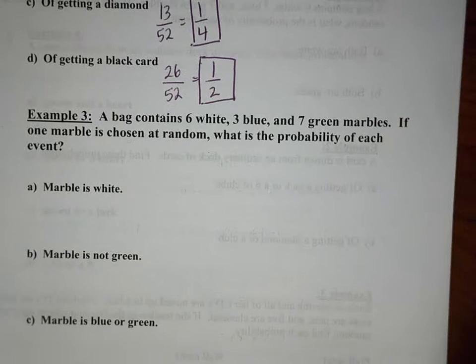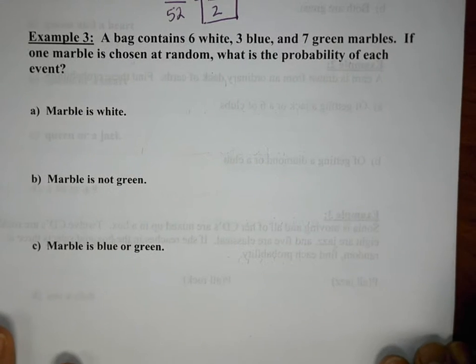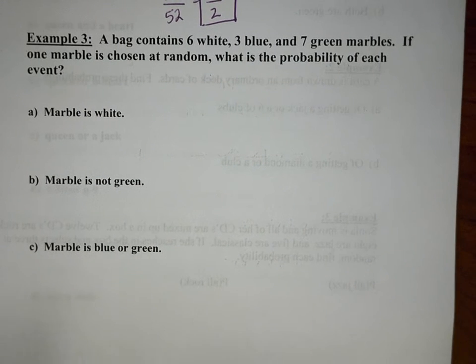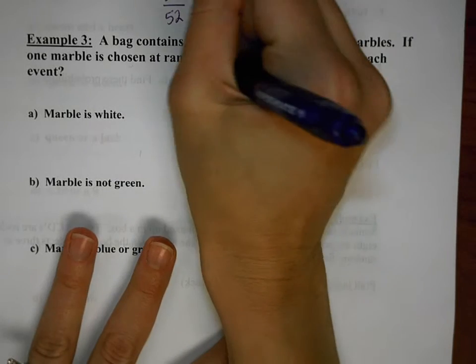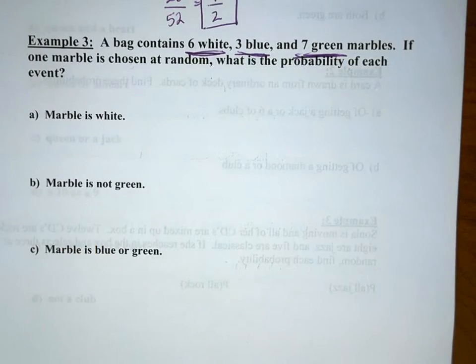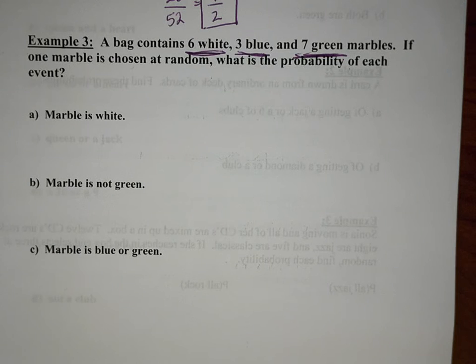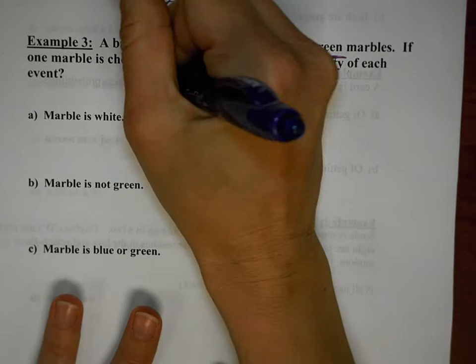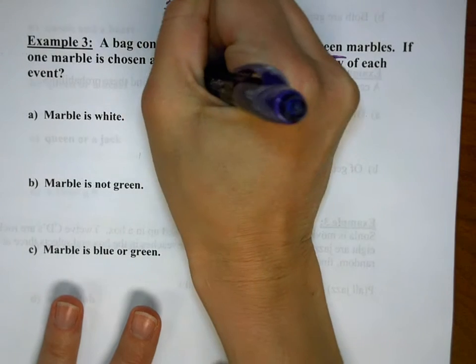Example 3. A bag contains 6 white, 3 blue, and 7 green marbles. If one marble is chosen at random, what is the probability of each event? We need to pay attention. There are 6 white, 3 blue, 7 green. You always need to know your actual total. Very good, so our total is 16.